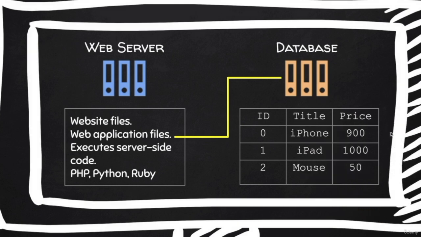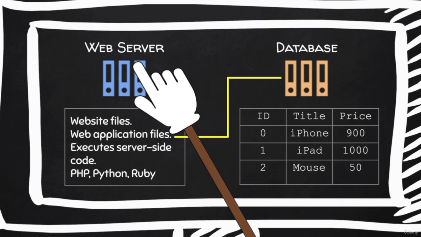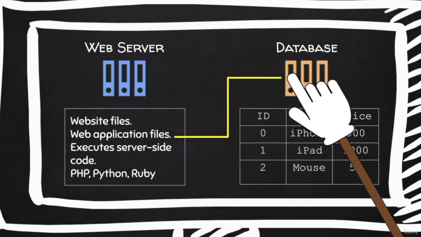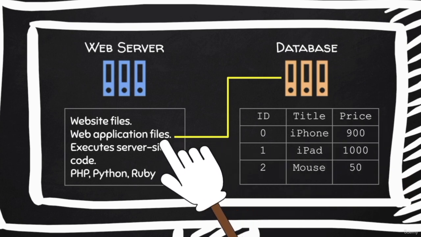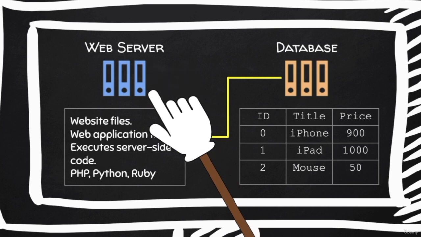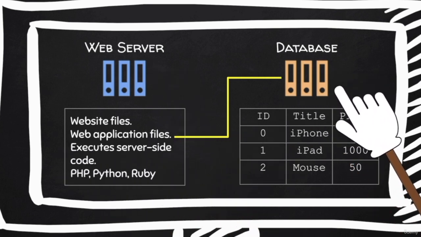So it's very important to understand the role of the database. The web application stored on the web server just communicates with the database, gets information, and then displays it or does something useful with it. But the data itself is not stored on the web server. It's not stored within the web application. It's actually stored on the database.